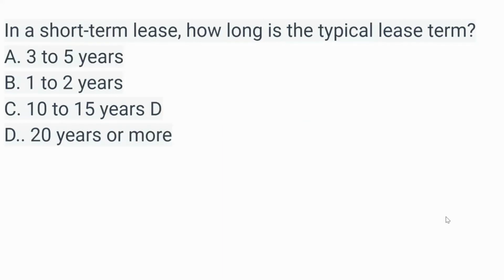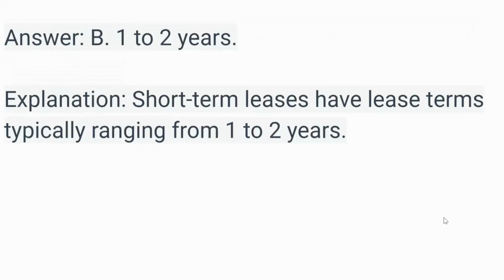In a short-term lease, how long is the typical lease term? A. 3 to 5 years. B. 1 to 2 years. C. 10 to 15 years. D. 20 years or more. B. 1 to 2 years. Short-term leases have lease terms typically ranging from 1 to 2 years.